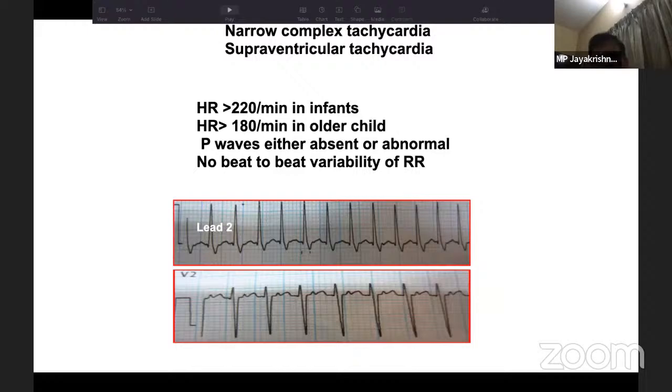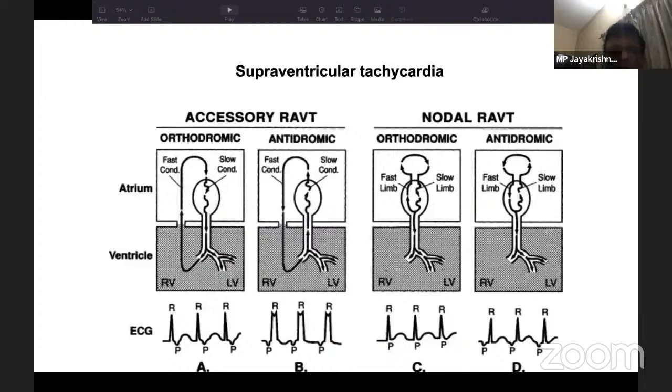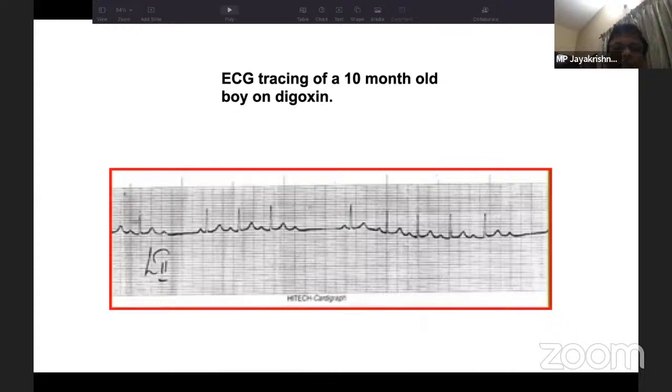I think you will get this information again when you do your PALS course. And this mechanism, I'm not going into the details now about supraventricular tachycardia. You can read up. Another child, a 10-month-old, this child is on digoxin. Can you see any abnormality?